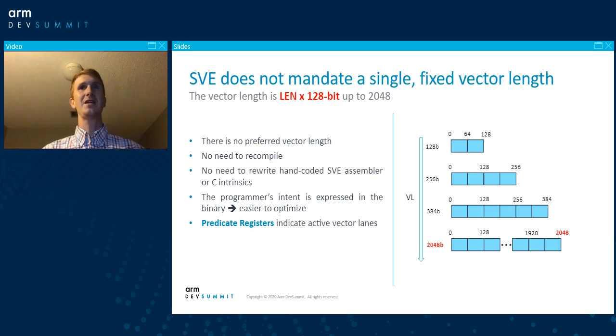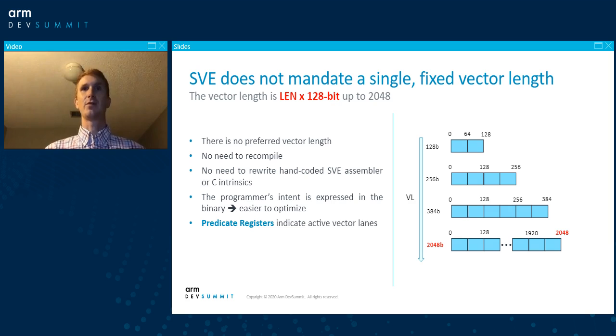Now, like I said, SVE does not mandate a single fixed vector length. It can be anything from 128 bits up to 2048 bits. The A64FX happens to implement 512 bits, but that was a decision made by Fujitsu in their architecture. It could be anything between the 128 and 2K bits. And the exact same binary code can run on any vector length between 128 and 2K. This means that there's no need to recompile your code if you're moving between different vector widths. It will scale up or scale down as necessary.